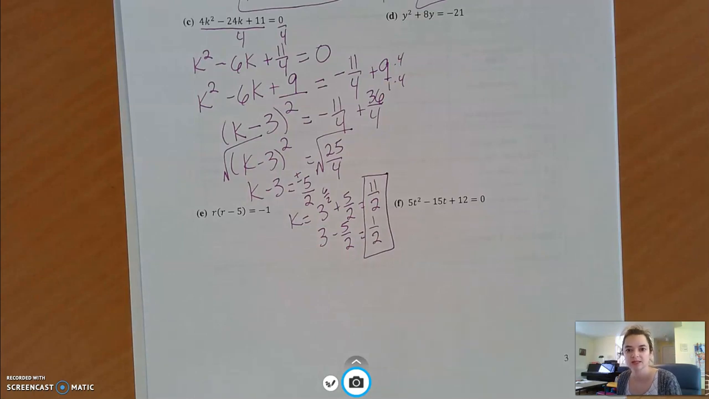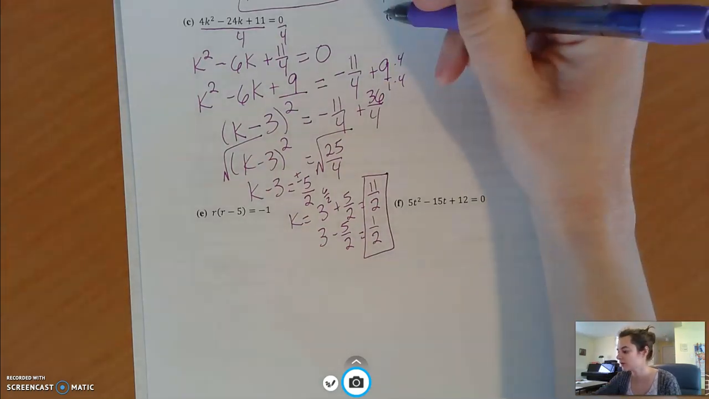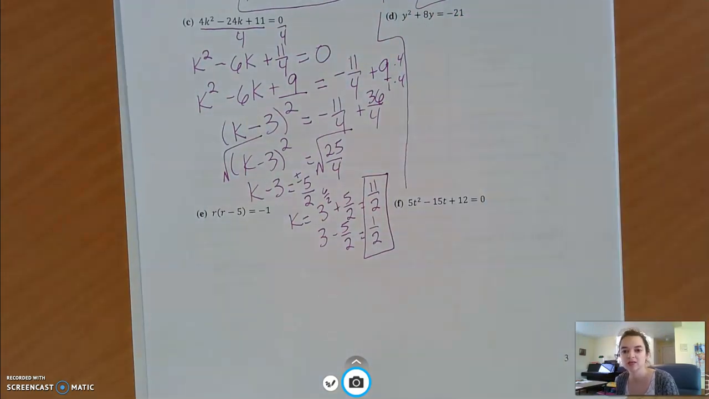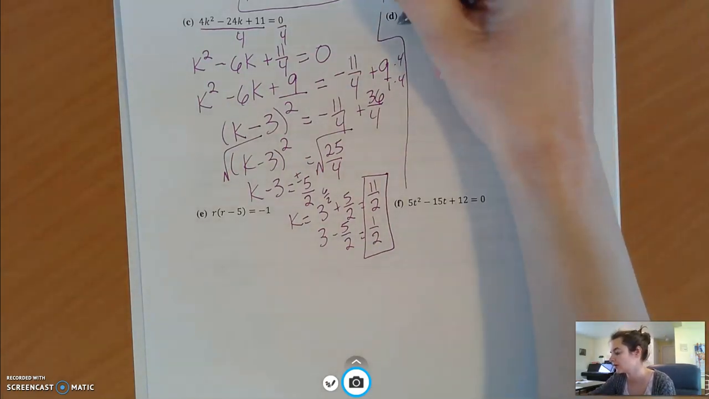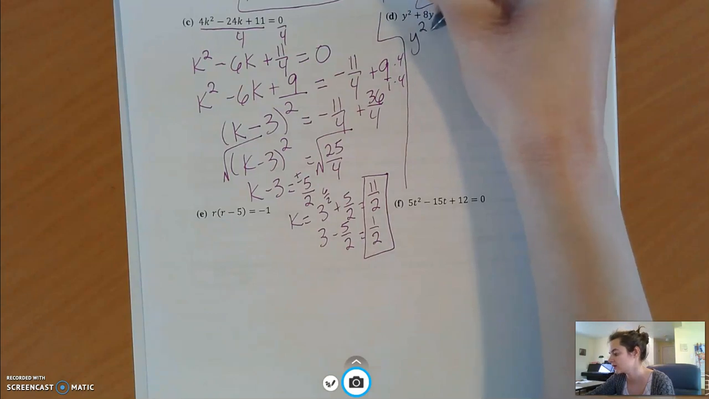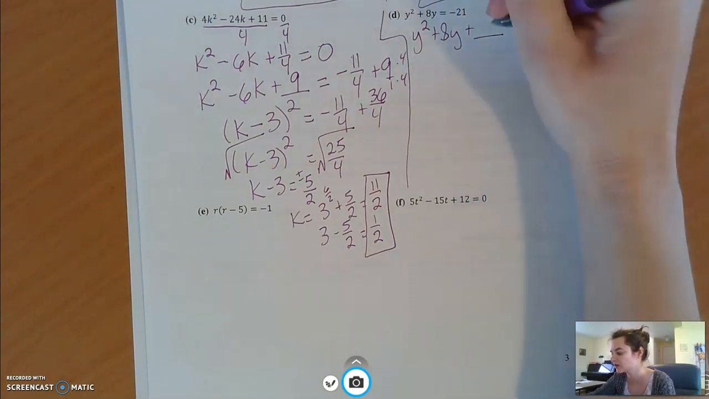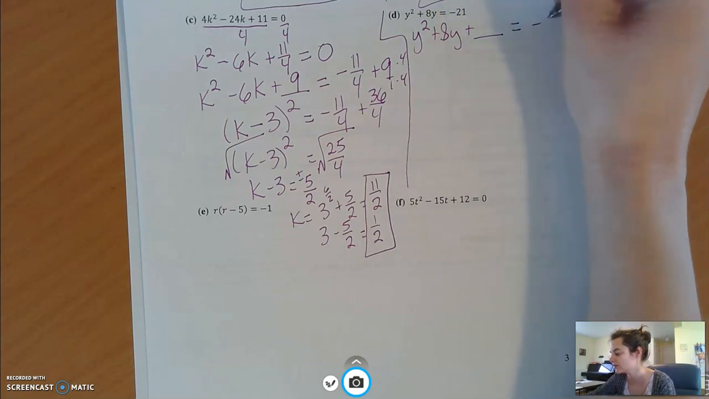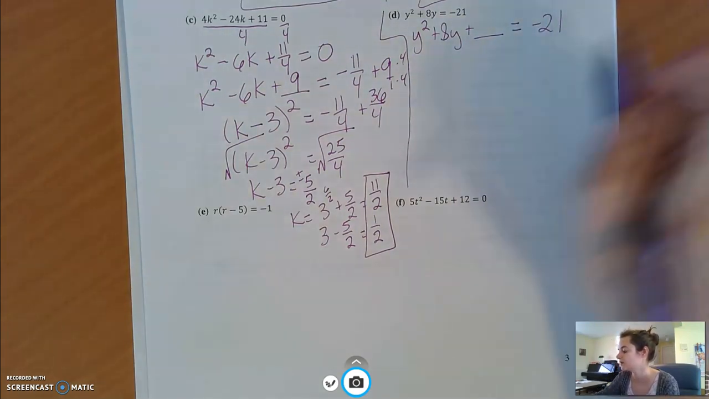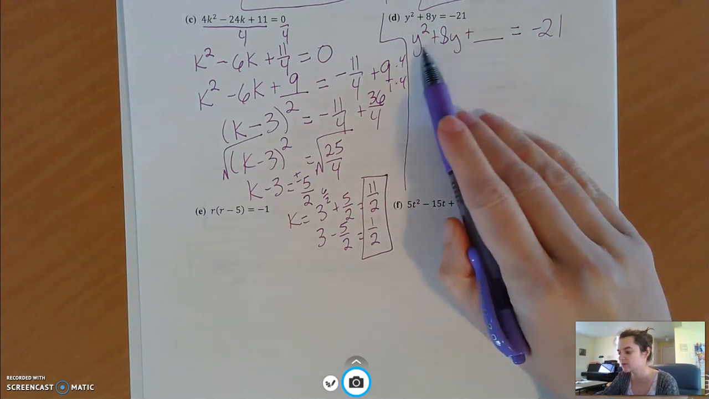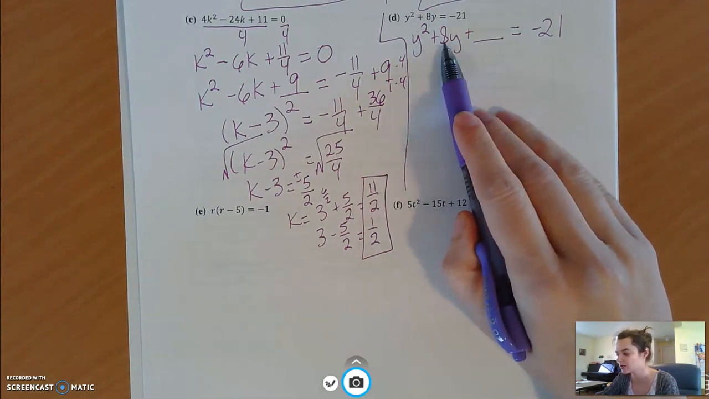Next up, in part D, we have y squared plus 8y equals negative 21. So we're set up and ready to go for completing the square, okay? So we'll have y squared plus 8y plus blank, leave a space for completing our square, equals negative 21. To complete the square, let's look at the middle term, the 8y. So y again comes from the y squared, but let's look at our 8.